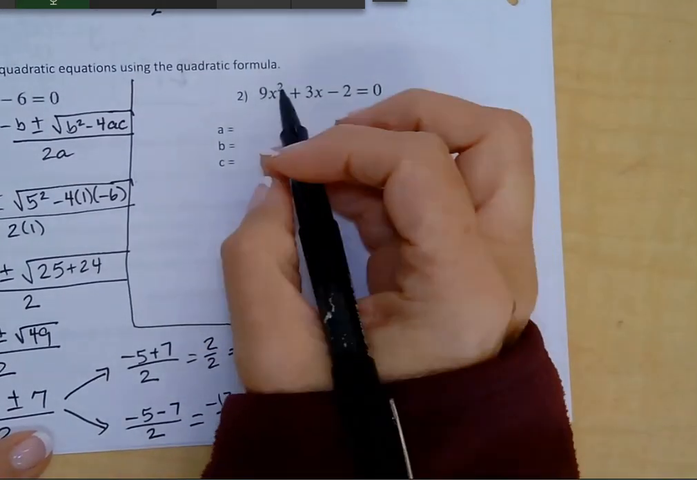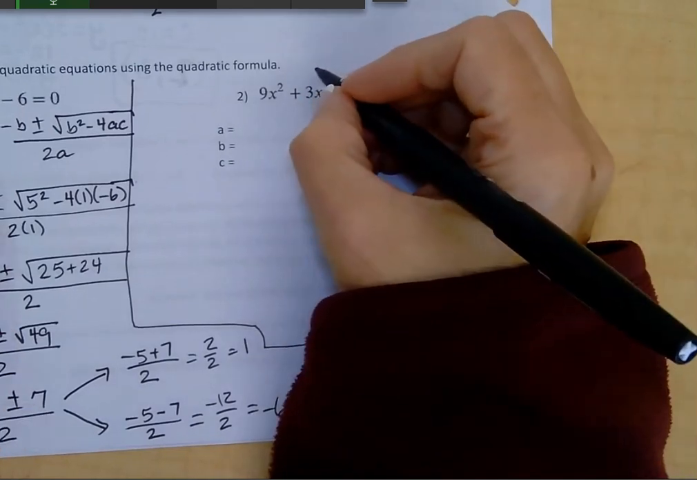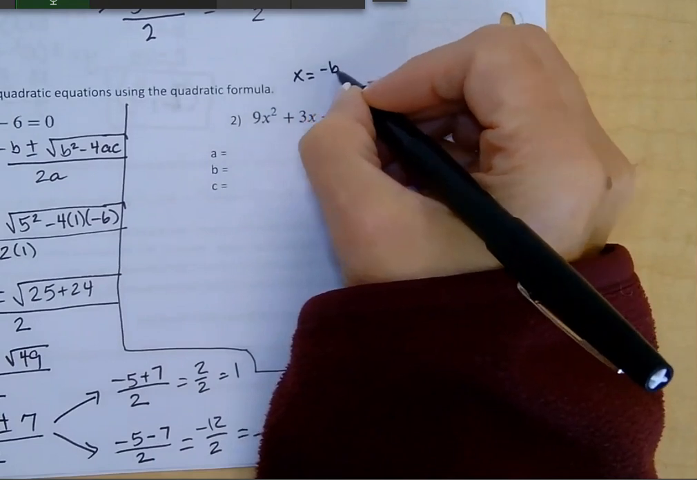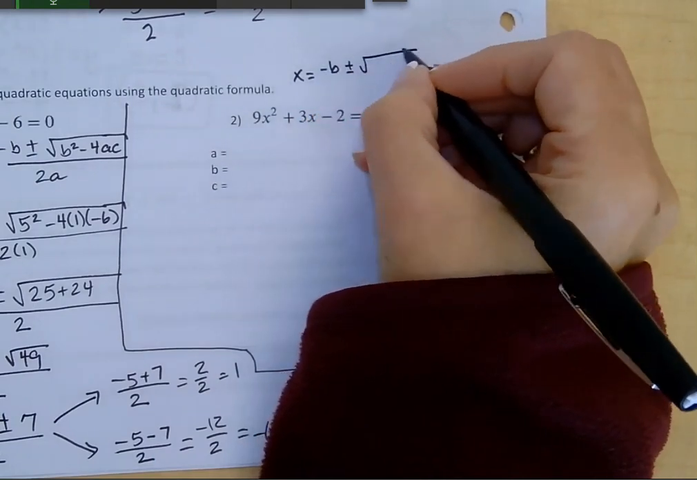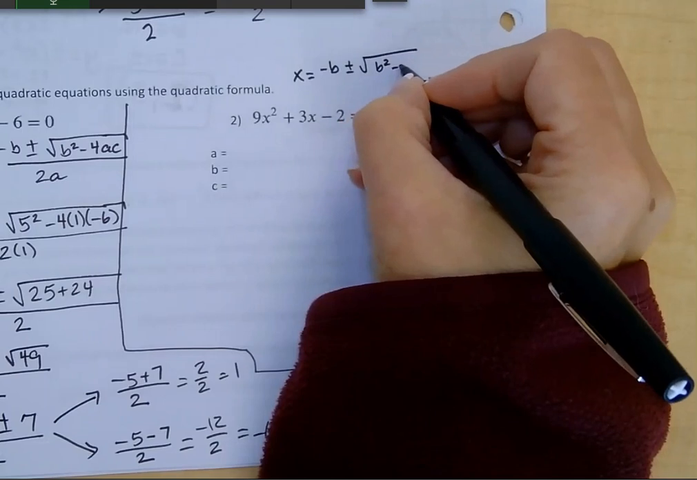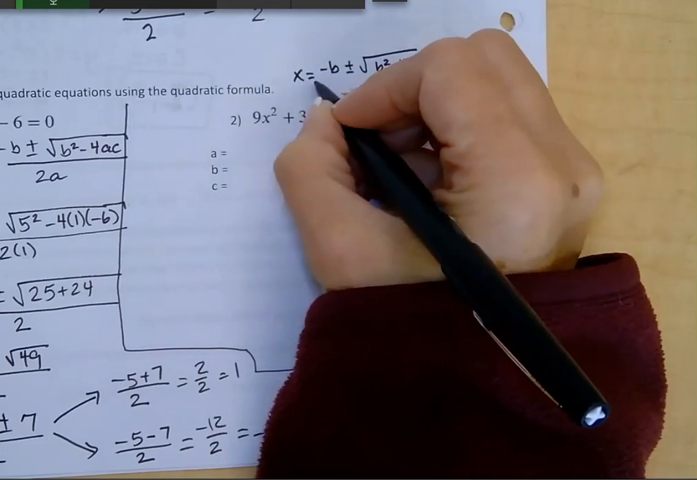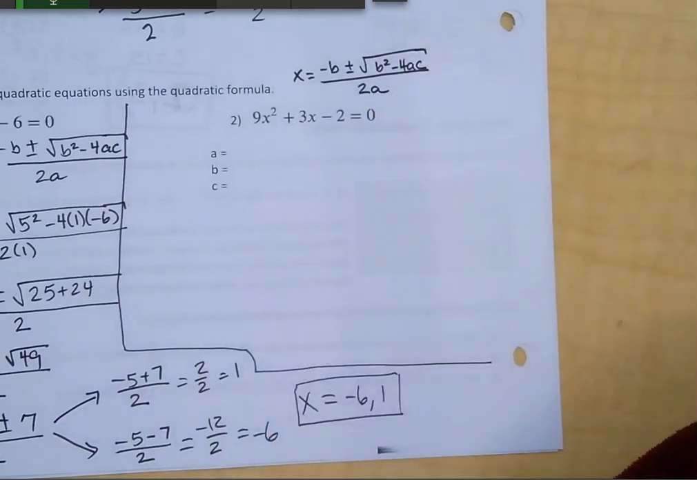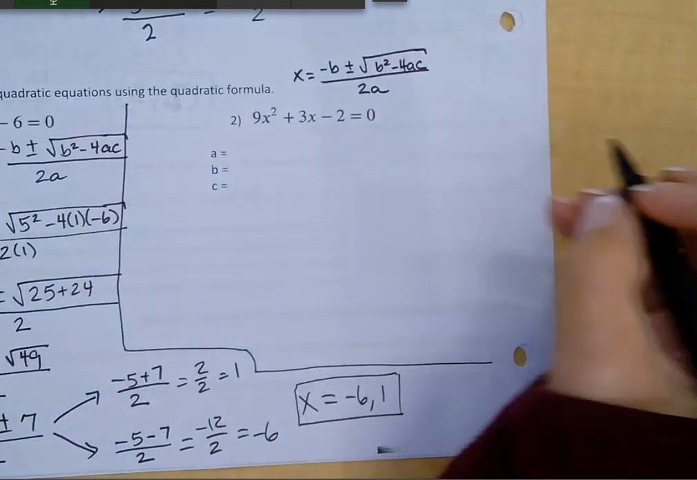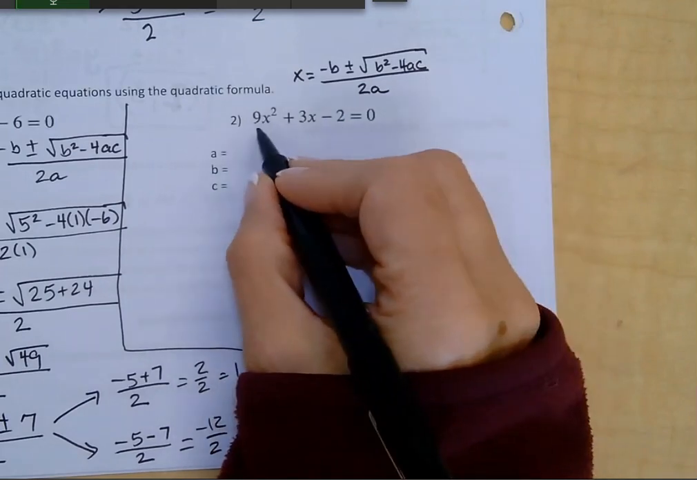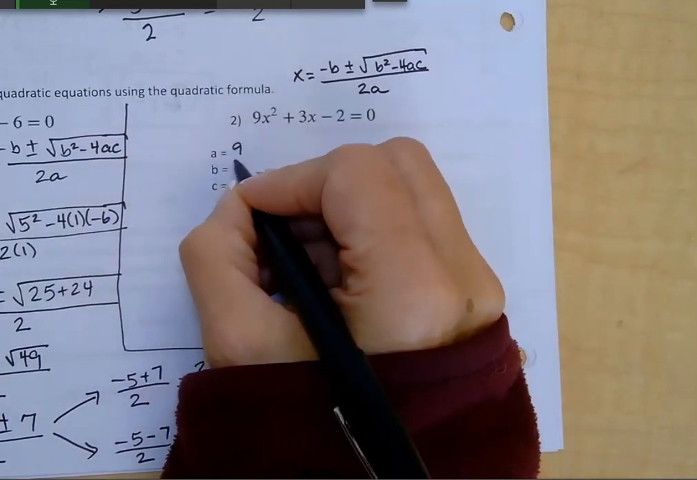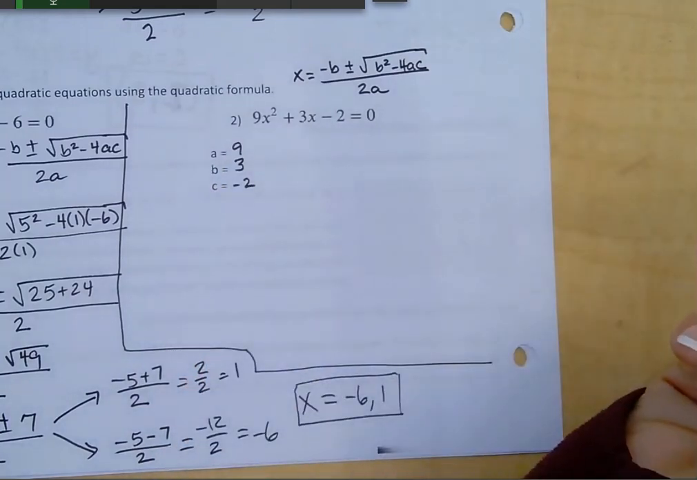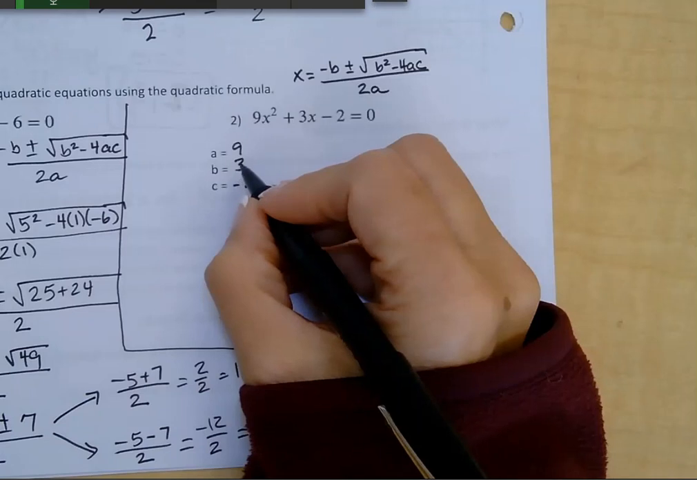All right, so if we know that our quadratic formula is x equals negative b plus or minus the square root of b squared minus 4ac, all over 2a. That's the formula we're going to use. So we need a and b and c. First, I'm going to say a is 9, b is 3, and c is negative 2. Okay, and now I'm going to plug all that stuff in.